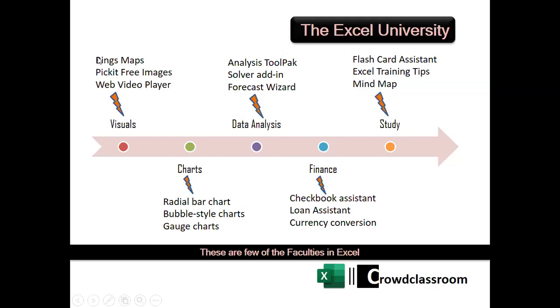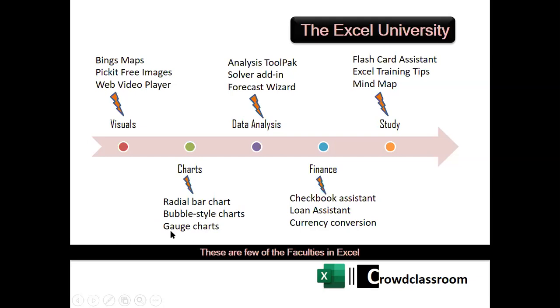You just need to activate your Pix map and you'll be able to use that. Then you have the pick free images, the video, web video players you have in Microsoft PowerPoint, so you can also do that. So for the charts, for the radial bar chart, you can do that. The bubble style chart, you see that these are not usual charts that you are going to see in your chart ribbon, your insert ribbon where you have your chart.